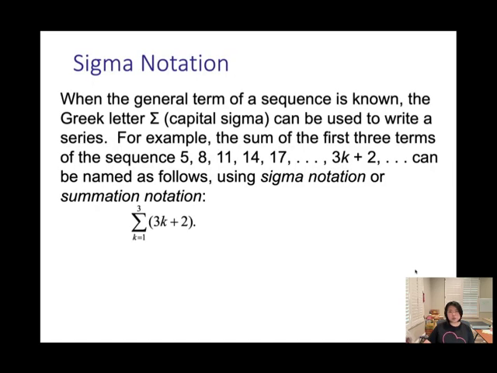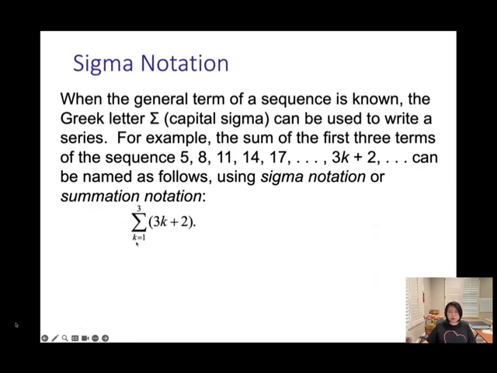Sigma notation. When the general term of the sequence is known, the Greek letter sigma can be used to write a series, and this means you want to add it all up. For example, the sum of the first 3 terms of the sequence 5, 8, 11, where the general term is 3k plus 2, can be written using sigma notation or summation notation. Summation notation means you want to add it all up.